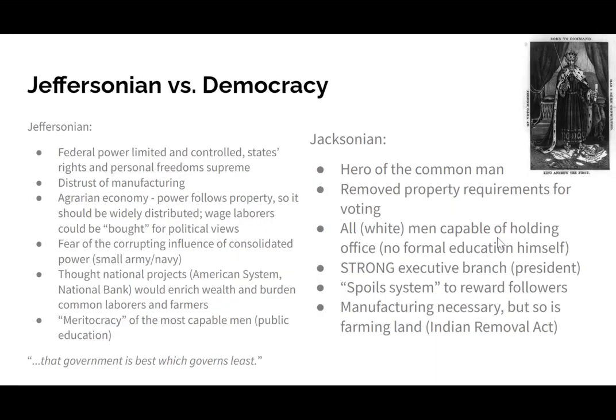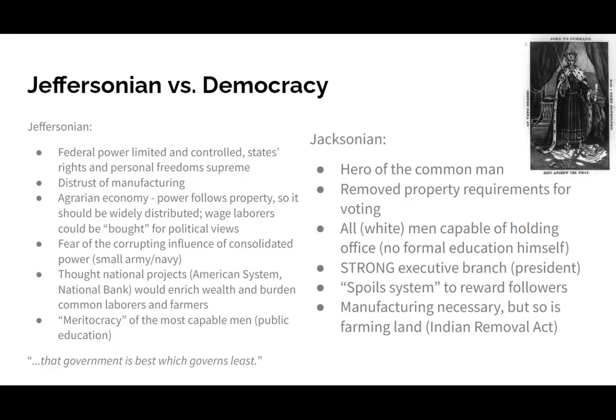Okay, so this leads us to a good point to talk a little bit about the difference between Jeffersonian democracy and Jacksonian democracy. This is supposed to say Jeffersonian versus Jacksonian, not Jeffersonian versus democracy up there. In some ways, they were very similar. They both believed in strict construction of the Constitution and a strict interpretation and relatively limited federal power.